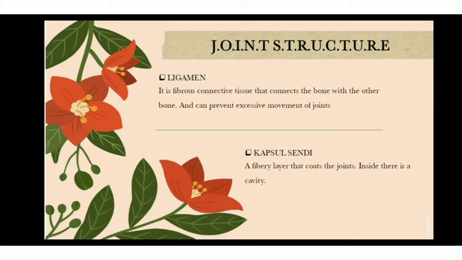Ligament is the fibrous connective tissue that connects a bone with another bone, and it can prevent excess movement of the joint. Capsule, a fiber layer that coats the joint. Inside there is a cavity.